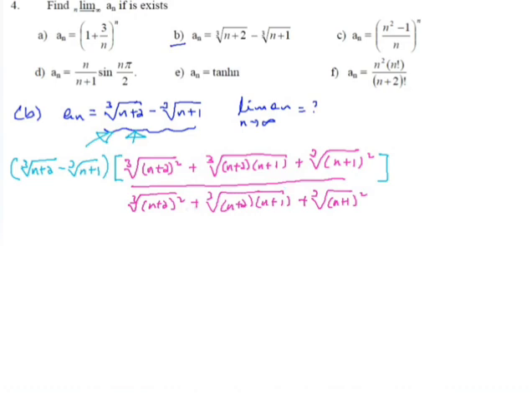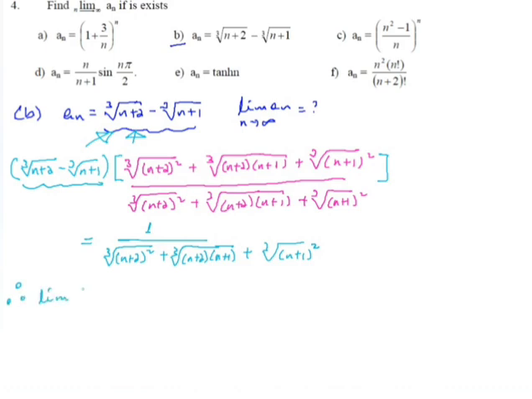So we need to have this rationalizing factor. Now this rationalization gives us 1 over cube root of n plus 2 the whole squared, plus cube root of n plus 2 times n plus 1, plus cube root of n plus 1 the whole squared. This is the rationalized form of the given radicals. Yes, the rationalization gives us this.